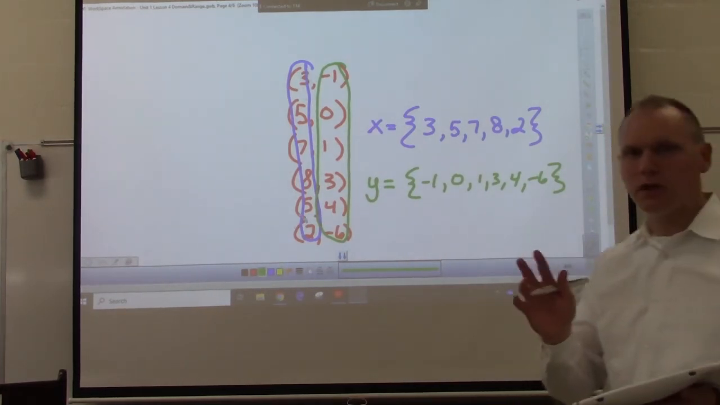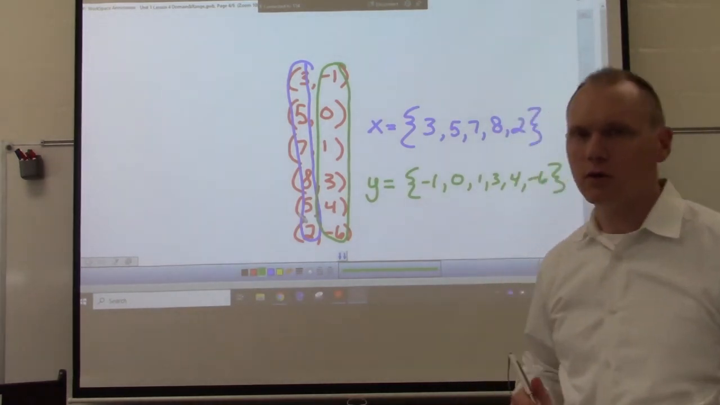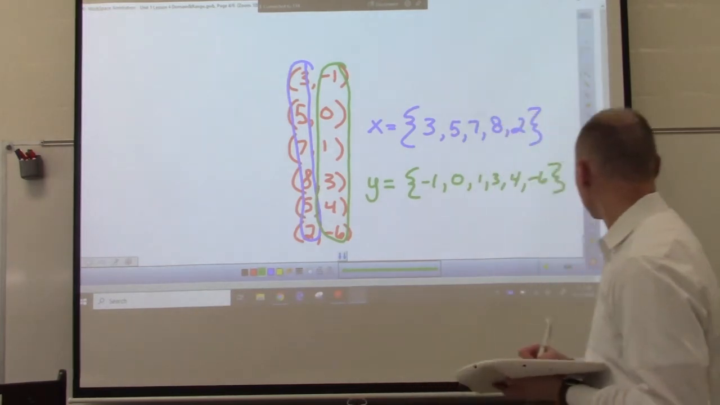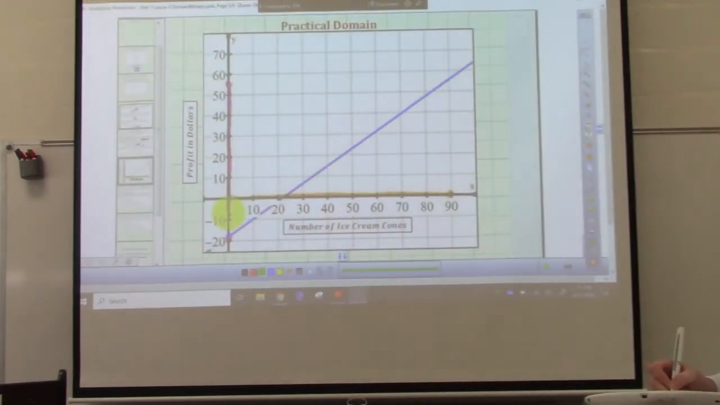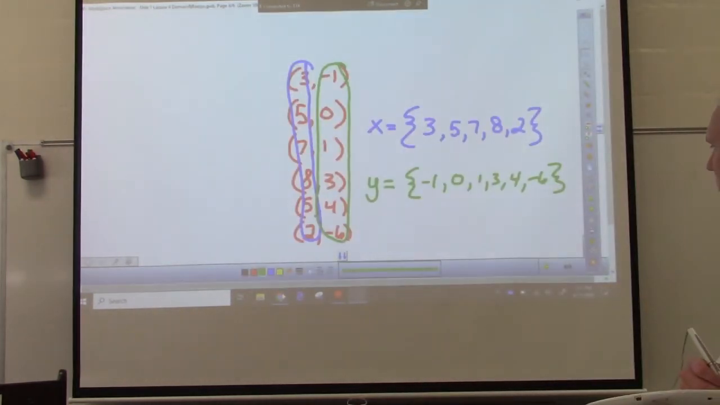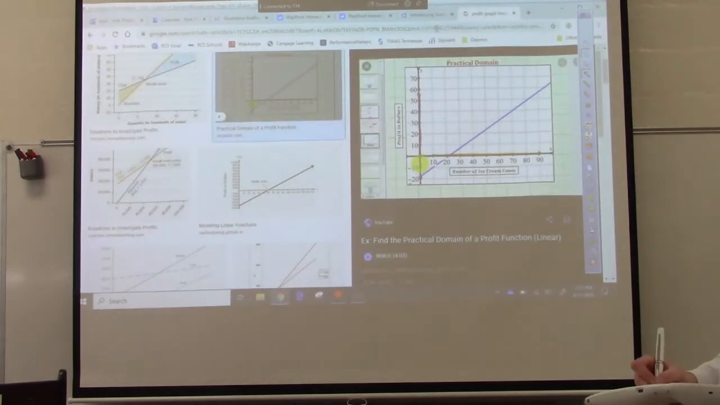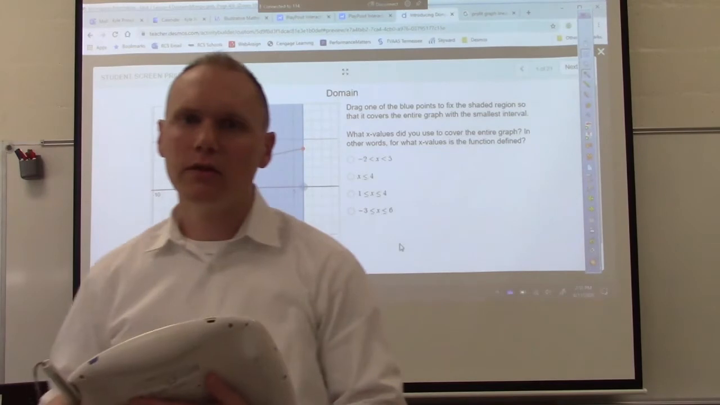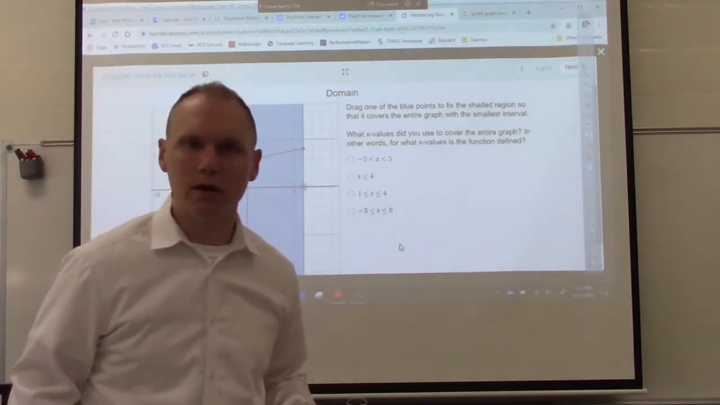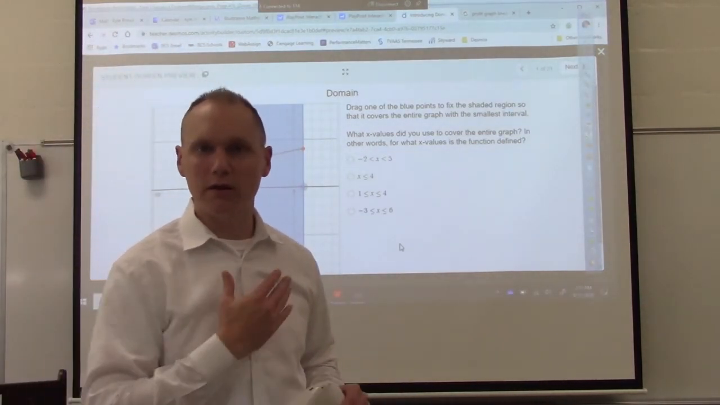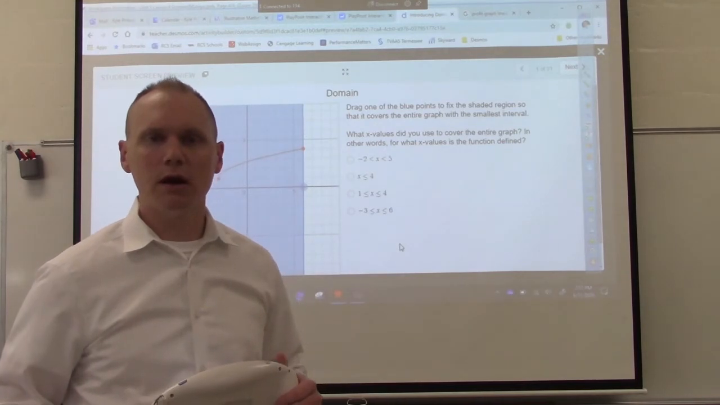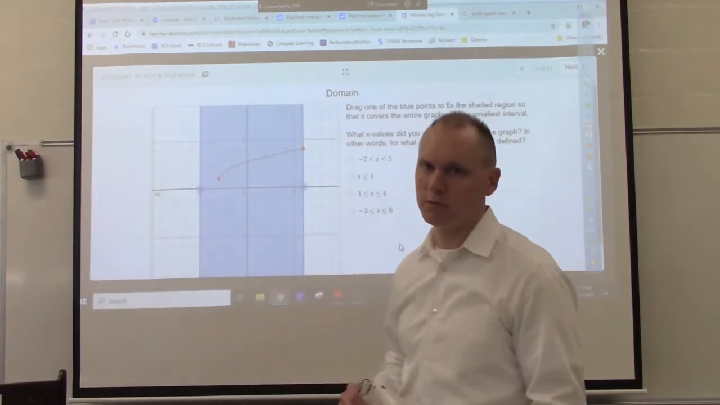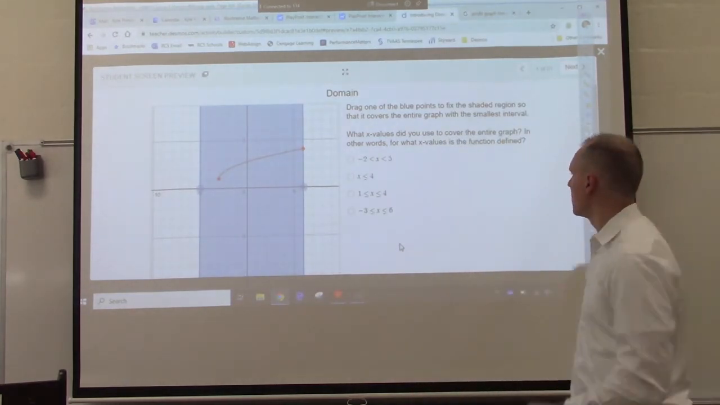Again, the last two letters in domain are "in", and so that can remind you it is the input, or the x values. All right, so at this time we'll take a short break from that, and let's go to this Desmos activity that you may work on your own. That's fine. You may have already done something similar to this, but I wanted to walk through this with you, just to give you some examples of domain and range.